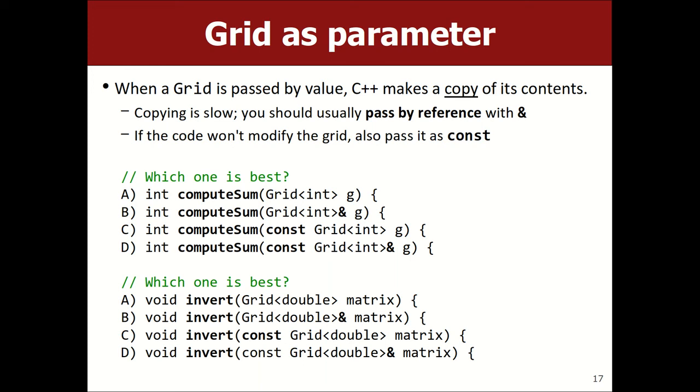There's also a keyword in C++ called const, which means constant, which means you can't modify the values in the collection, you can only look at them. So read only. Sometimes we declare a parameter as being const if we don't want the function to modify the value of the parameter. So I want to ask you, for each of these two things, what's the best style of passing it as a parameter? How about the first one? If you're going to compute the sum of the elements in a grid of integers, which of the four do you think is the best?